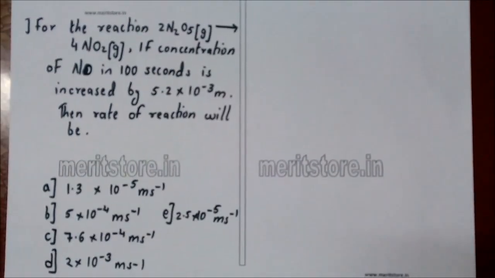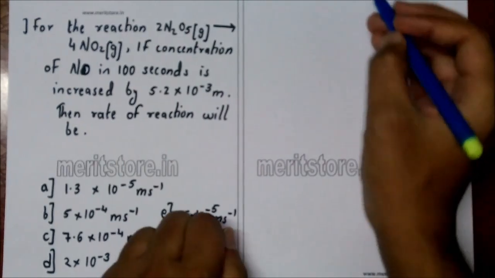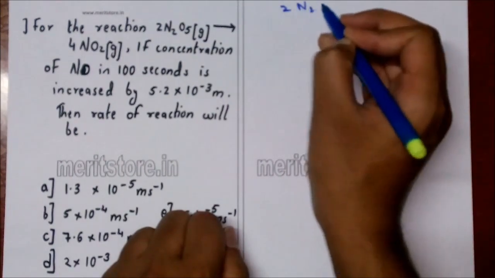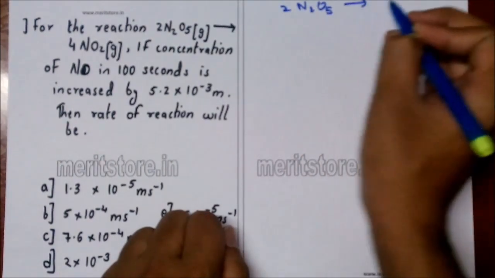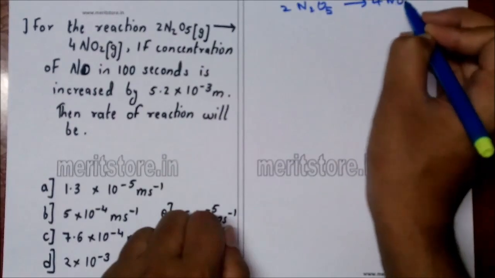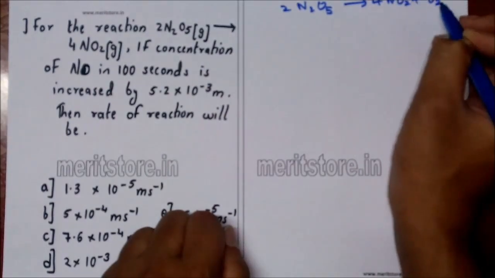So our next question is, for the reaction 2N2O5, which is gaseous, will give 4NO2 gas, if the concentration of NO2 in 100 seconds is increased by 5.2 into 10 raised to minus 3 meter, then the rate of reaction will be. So the given reaction will be 2N2O5 will give 4NO2 plus oxygen.